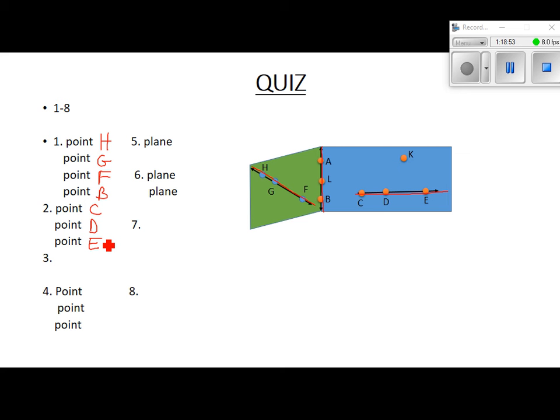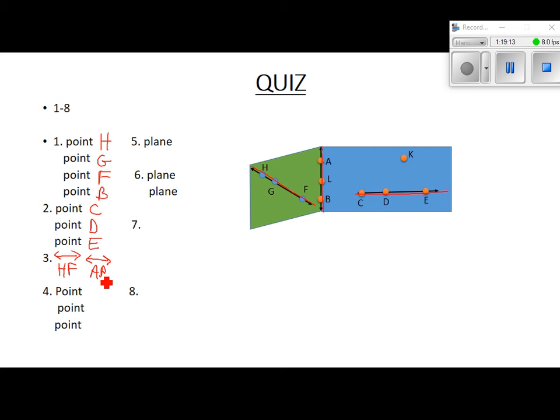Number 3 says name 2 lines. Pick any 2 lines you want. Just remember to use your line symbol. I'm going to pick line HF and line AB. So all kinds of different lines on there you could have picked. Those are the 2 I happen to pick.